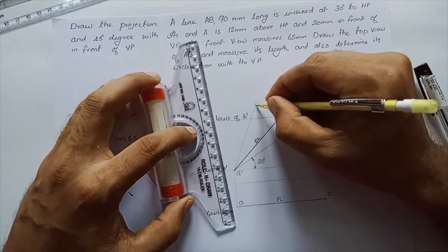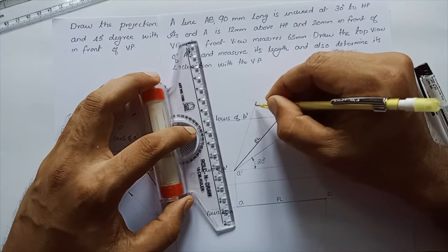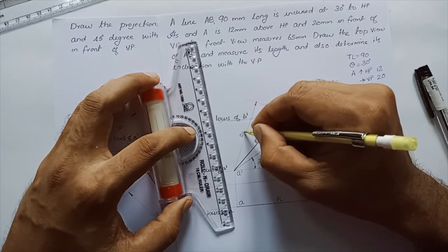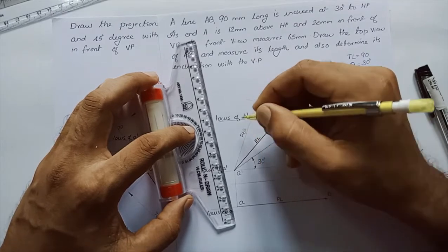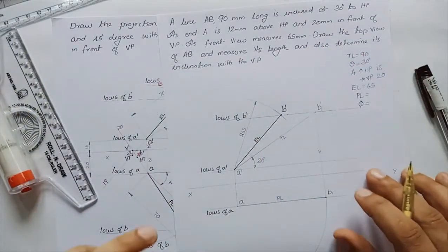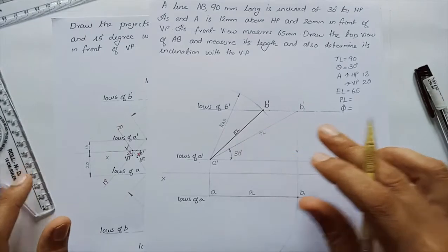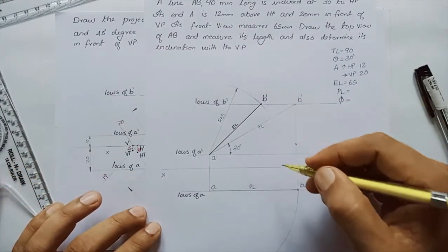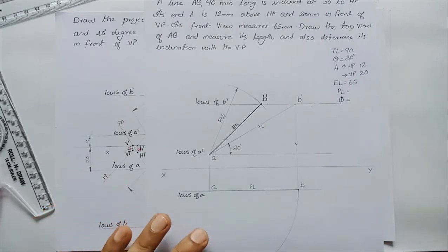This is R65, and after drawing the elevation length, we shall add the elevation length to one more location, is it?